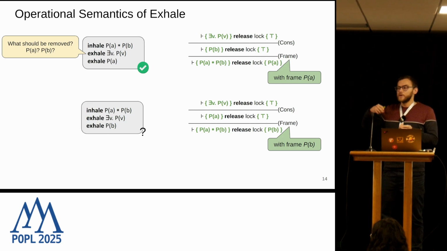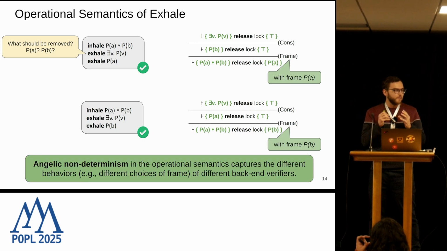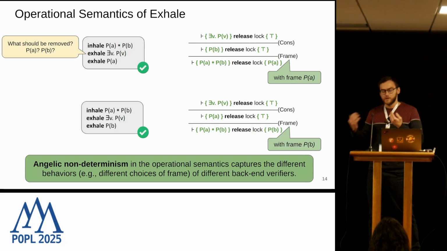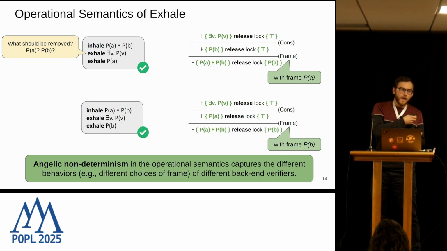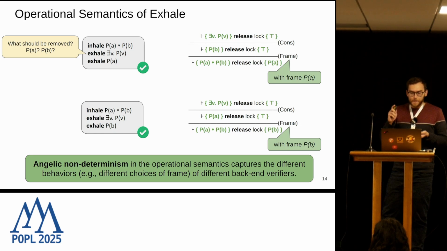But similarly, we could have chosen the frame to be P of B, and then the second program should also be correct. And so to capture those different behaviors for different backend verifiers, which are all correct, we use angelic non-determinism in the operational semantics. And here I've shown it with an existential, but this also happens with, as I've said, disjunctions, magic wands, and other constructs, other imprecise assertions.